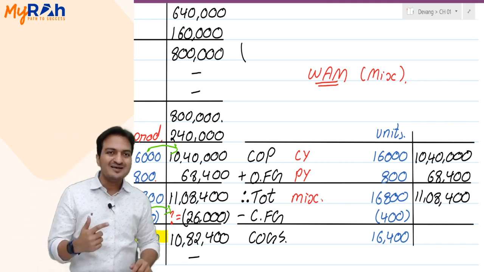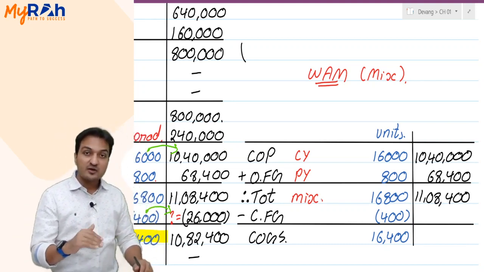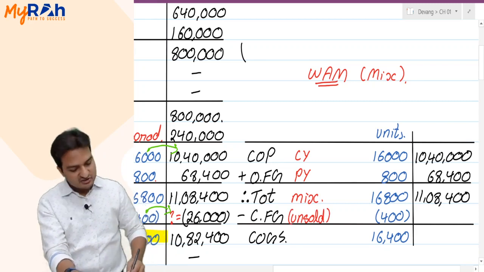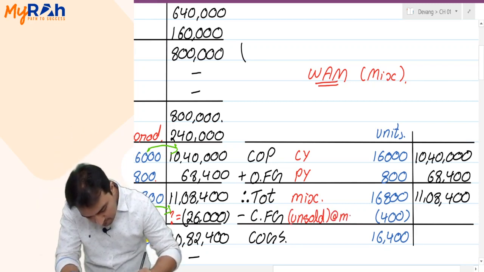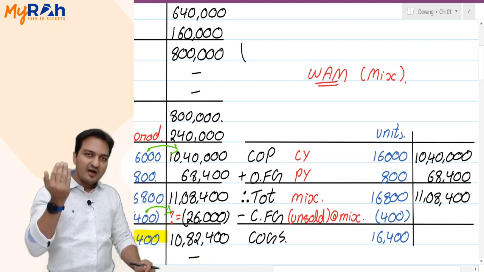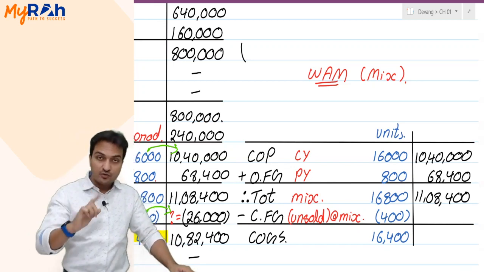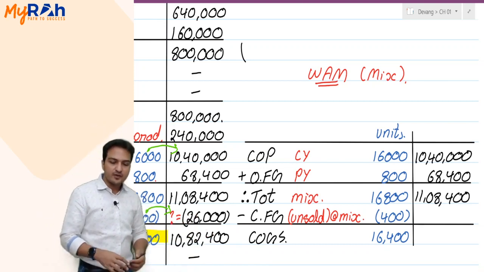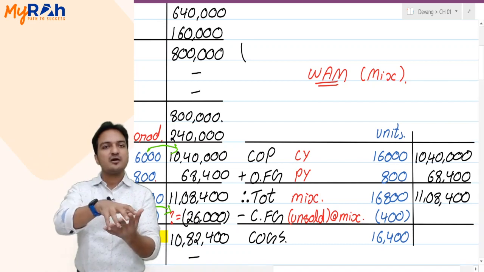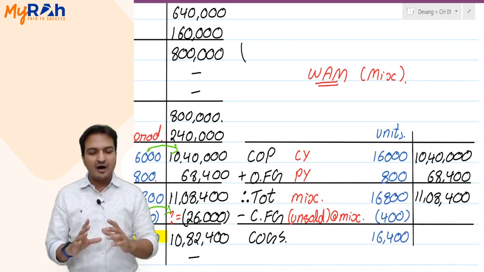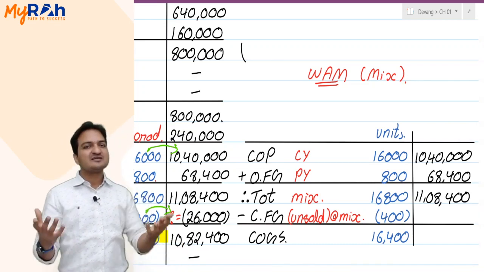Now whatever is sold is out of that same mixture, and whatever remains unsold is also unsold out of that same mixture. So these 400 units which remain unsold, are they 400 out of the current year? Are they 400 out of the previous year? No, you don't know. Imagine if these units were liquid, then 800 opening plus 16,000 current year will get mixed up. So what remains unsold at the end of the year will be out of that mixture. This is called the weighted average method.